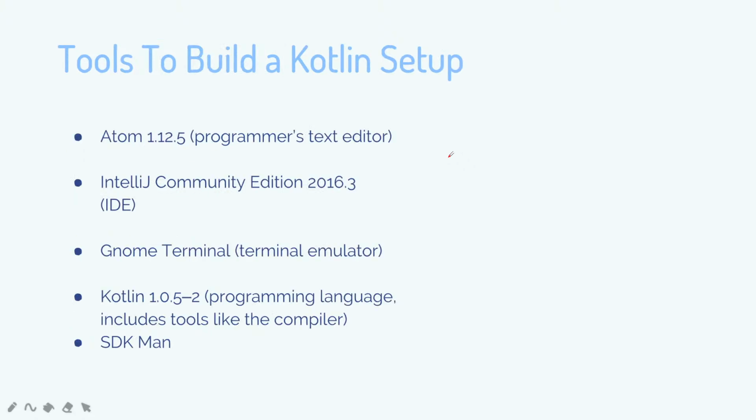And then tools to build the Kotlin setup. So Atom, these are programming text editors. If you want to install Atom, and then IntelliJ Community Edition. These are the basic versions you need to install if you want to develop in the Kotlin language. And GNOME Terminal, it's a terminal only, and then we need to install Kotlin 1.0.5. So these are the main things if you want to build in the Kotlin language.